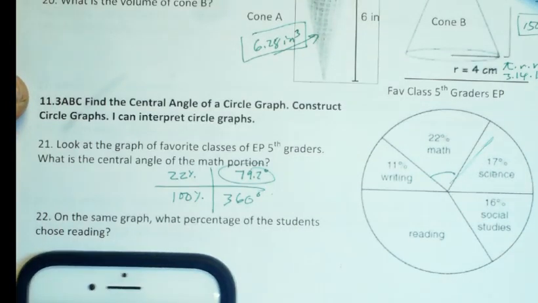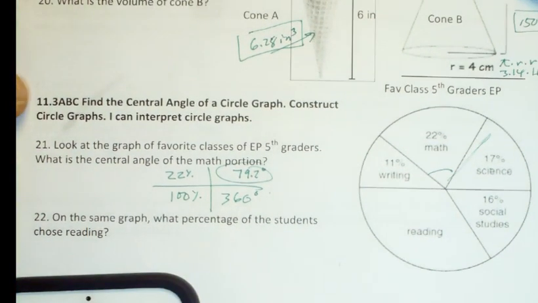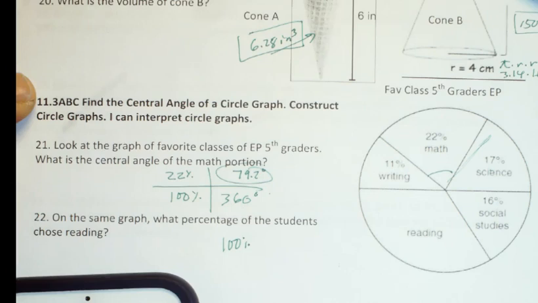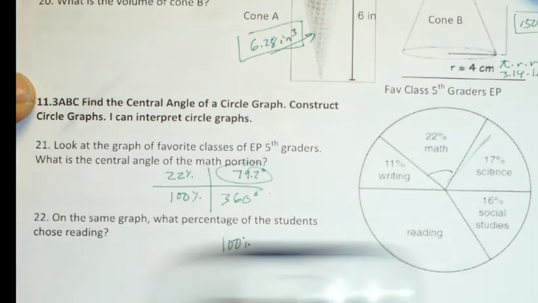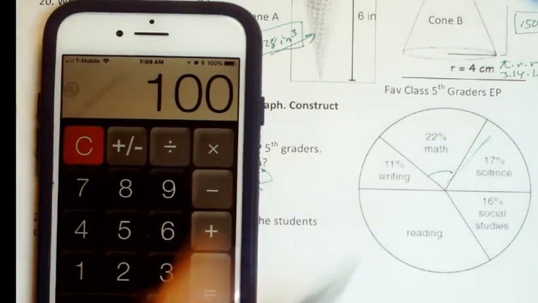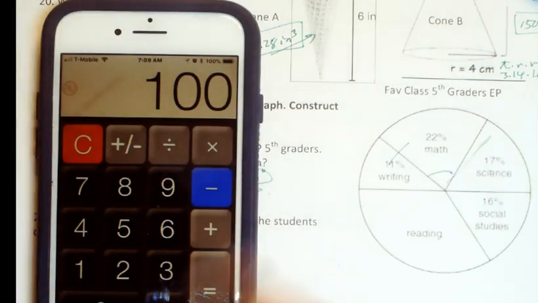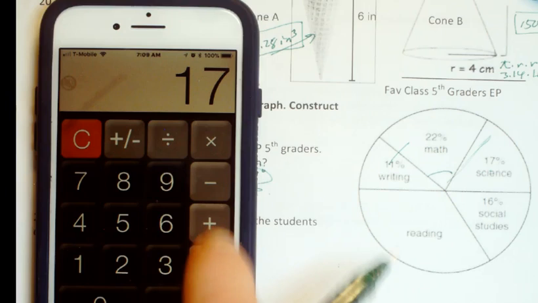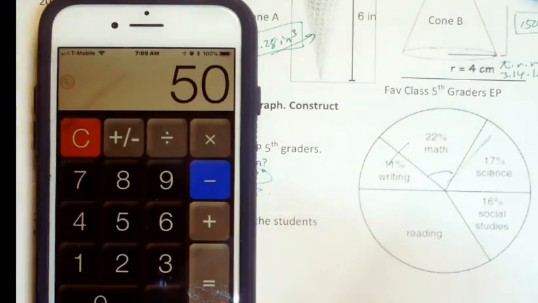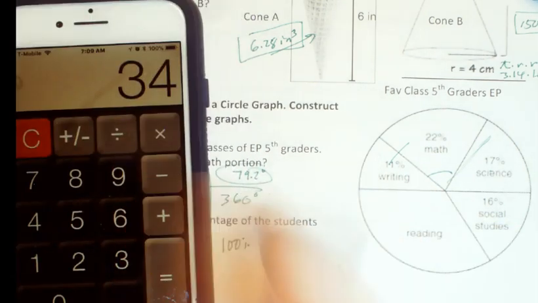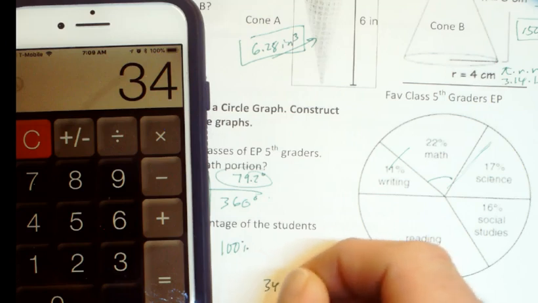On the same graph, what percentage of the students chose reading? Well, there's 100% in a whole, and sometimes kids forget that. It's pretty simple. All we have to do is add up all these percentages and subtract them from 100. So let's just do that. Or we can do it backwards and then just subtract. Let's subtract from 100. Here's 100, and we're going to take away, well, this would be 33% between those two, down to 67. I'm going to minus 17% for that guy there. And then I'm going to take away 16% for social studies. We got 34%. 34% of the students chose reading.